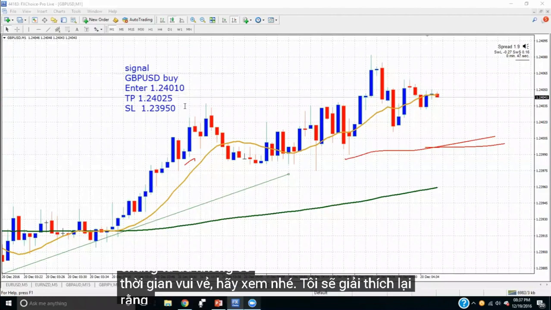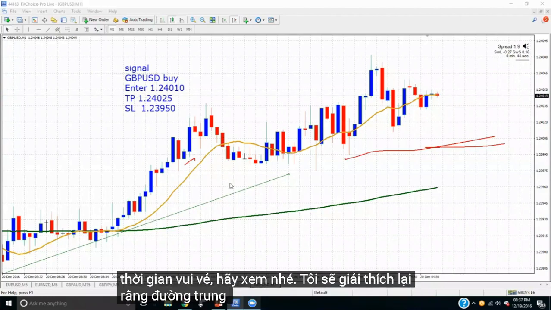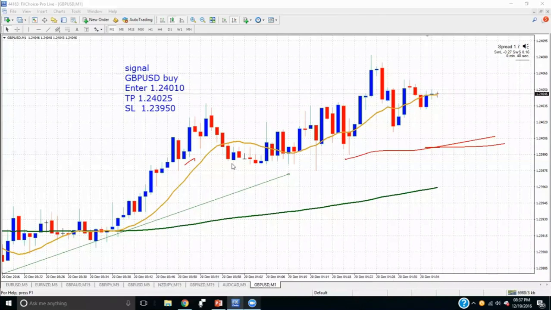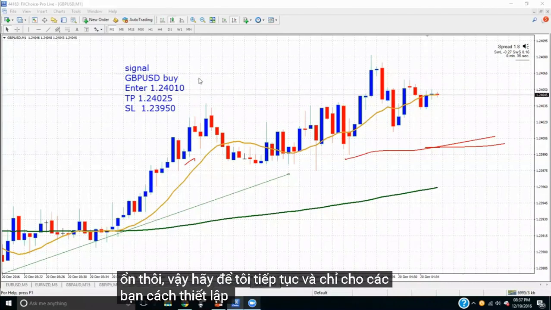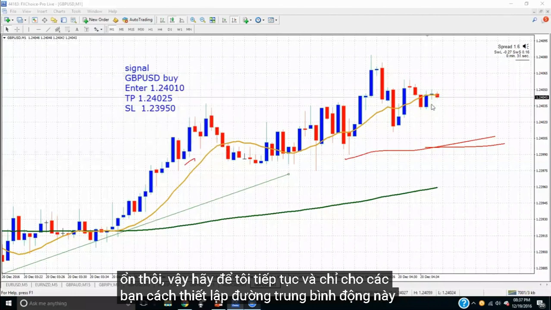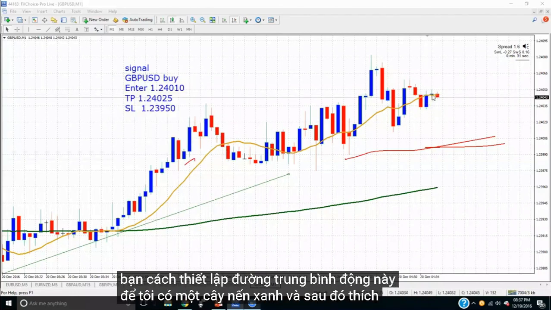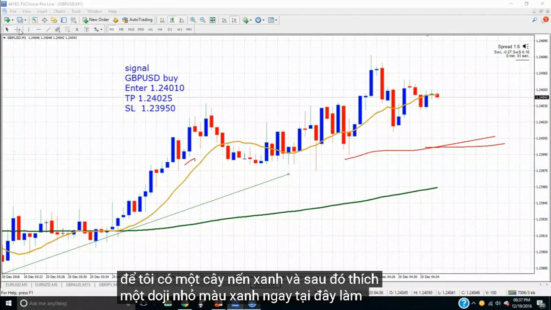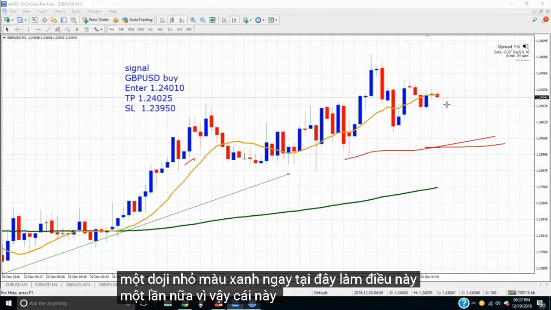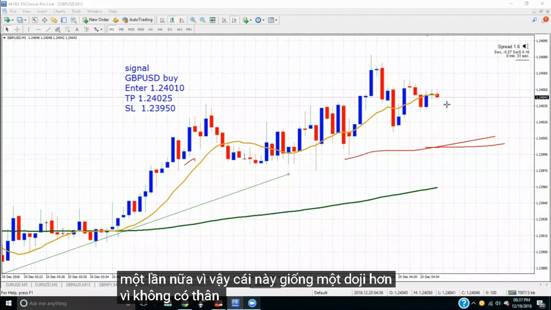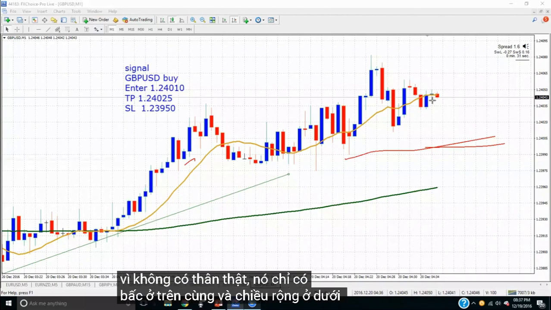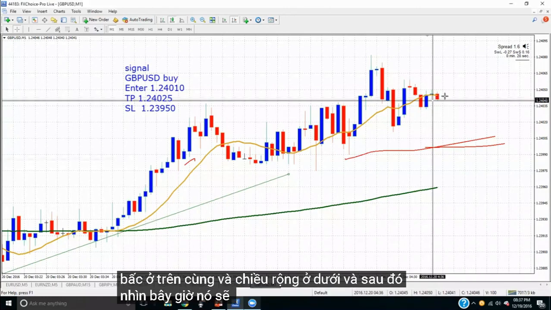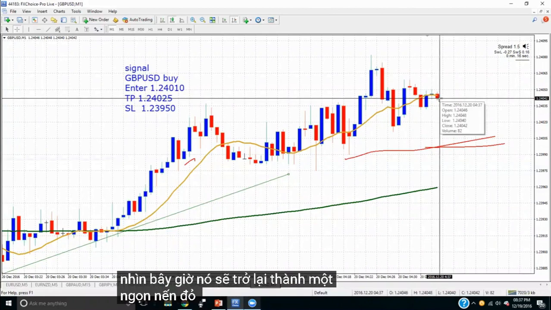Okay, I'm going to explain that moving average again. Okay, so let me go ahead and show you guys how to set this moving average. Look, so I got a blue candle and then like a blue little doji right here. So this one is more of a doji because there's no real body. It's just wick on top and wick on bottom. And then look, now it's going back into a red candle.